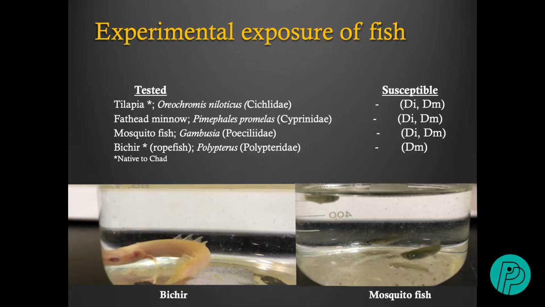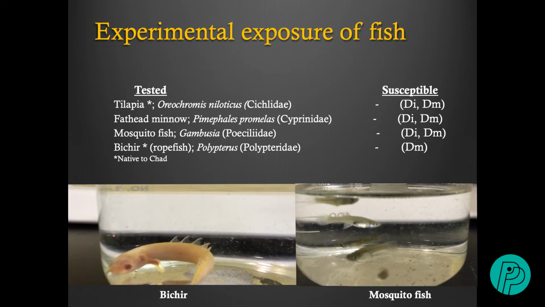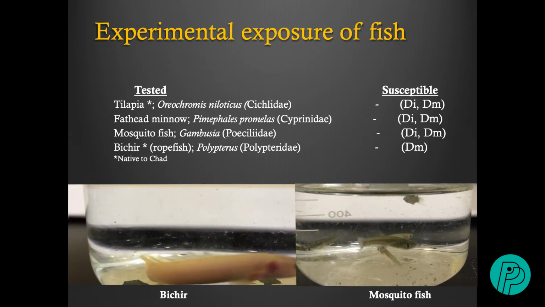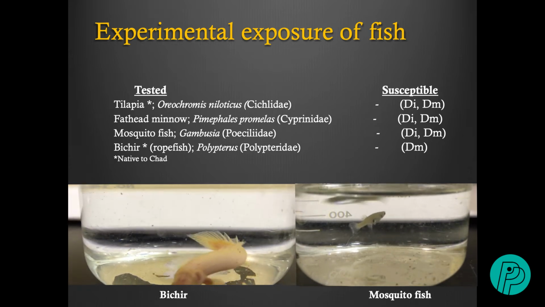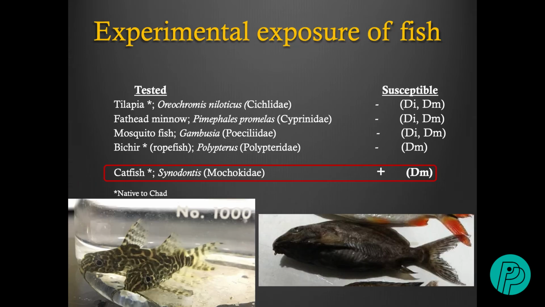Of course, we're interested in fish as well, so we were exposing several different species of fish. And so these 4 that are shown here on this slide, 2 of them are native to Chad, and in all cases, they were negative for any parasites in their tissues. However, when we looked at Centodontis catfish, also native to Chad, we found that 3 out of the 4 fish that we exposed to infected copepods actually became infected with parasites in their tissues. So there does appear to be some difference in susceptibility of fish for Dracunculus.